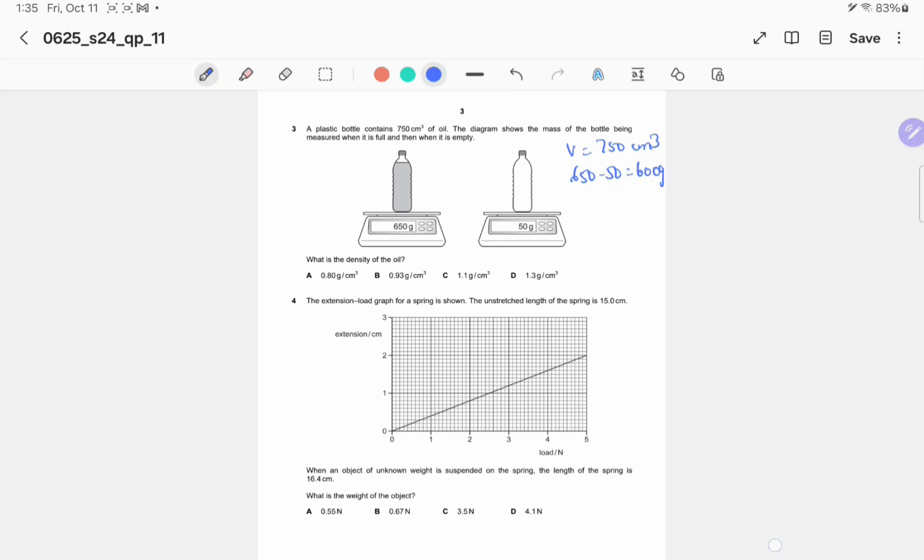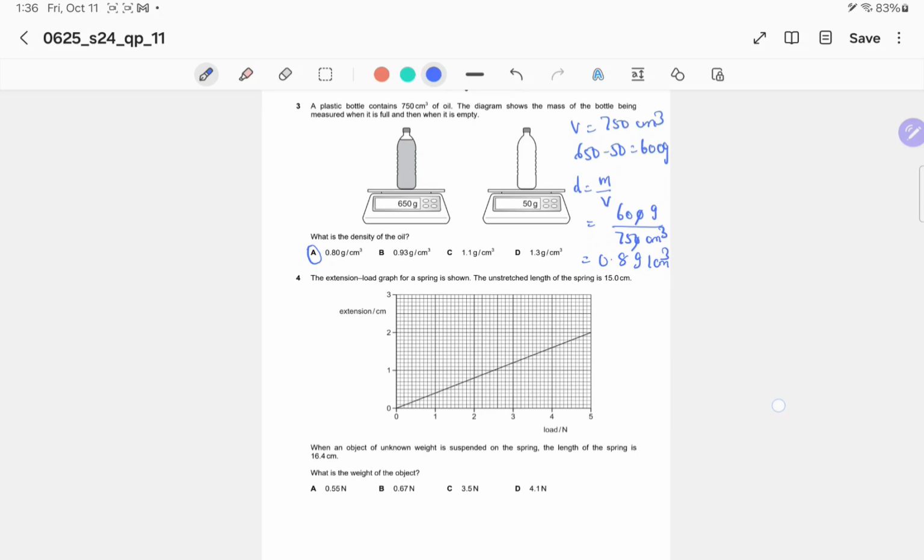Then how will you measure it? You have to measure the density. So for density, the formula is mass by volume. How will you calculate the mass? We have calculated, it is from the full bottle minus this one, it is 600 grams divided by your volume is 750 centimeter cube. So 600 by 750, 60 by 75, it is 0.8 grams per centimeter cube. Okay, 0.8 is in A.